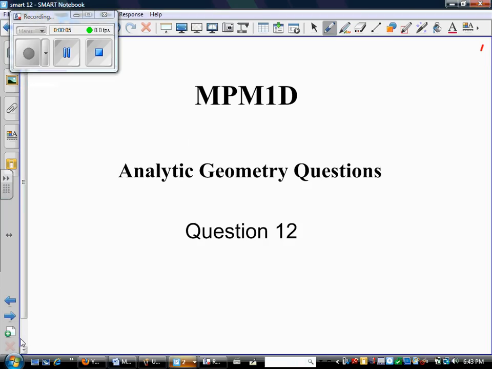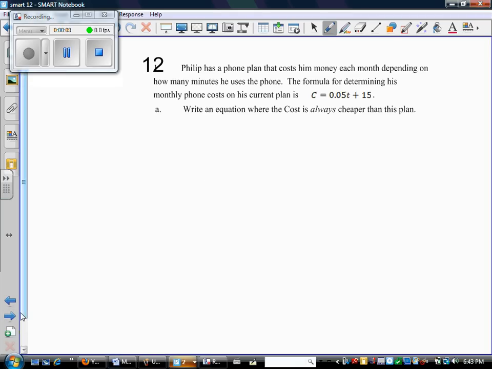We're looking at the Grade 9 Academic Analytic Geometry Summative. This is question 12. Question 12 says, Philip has a phone plan that costs him money each month depending on how many minutes he uses his phone. The formula for determining his monthly phone costs on his current plan is right here. And then there's A, B, C parts to this question.